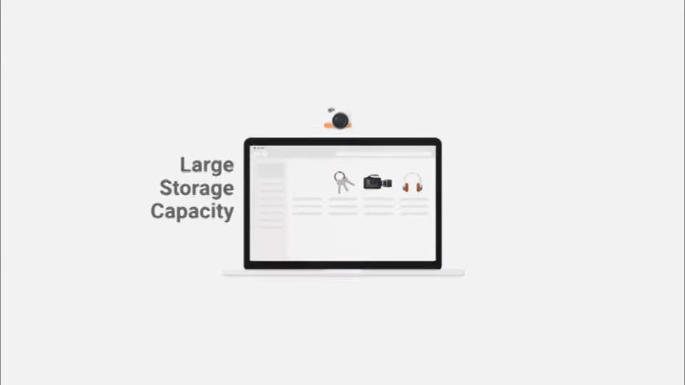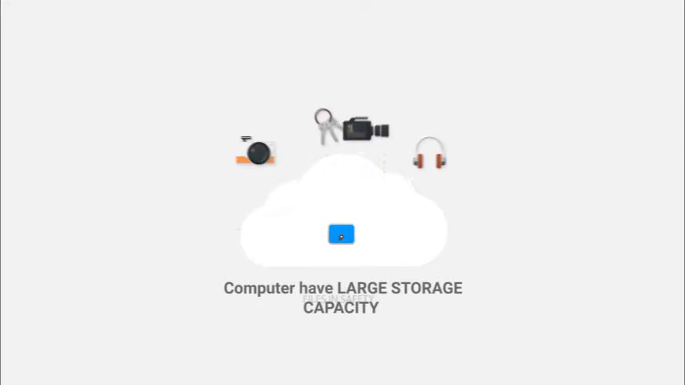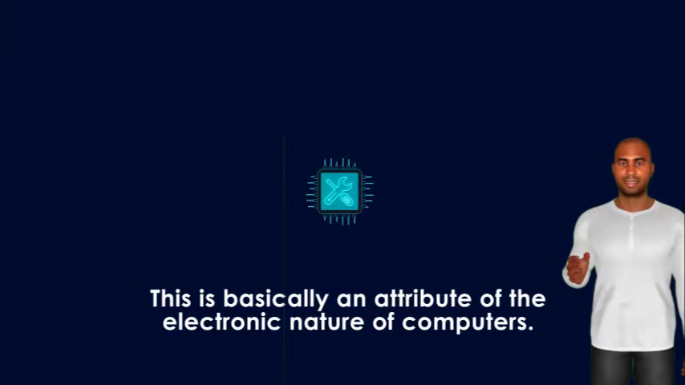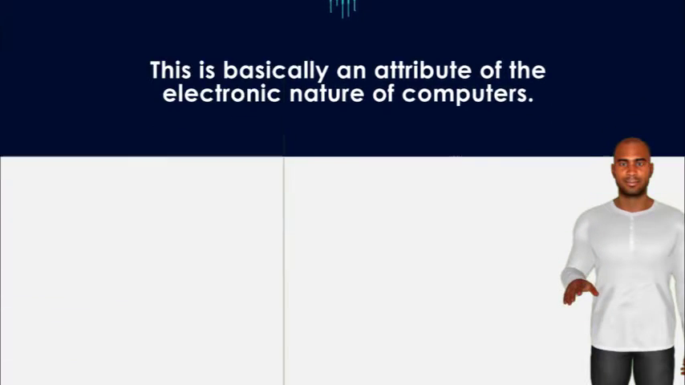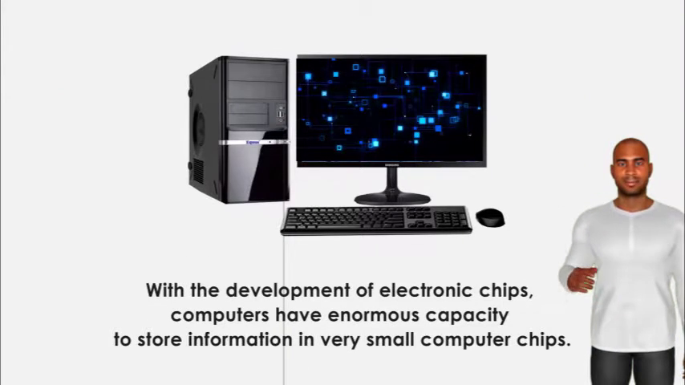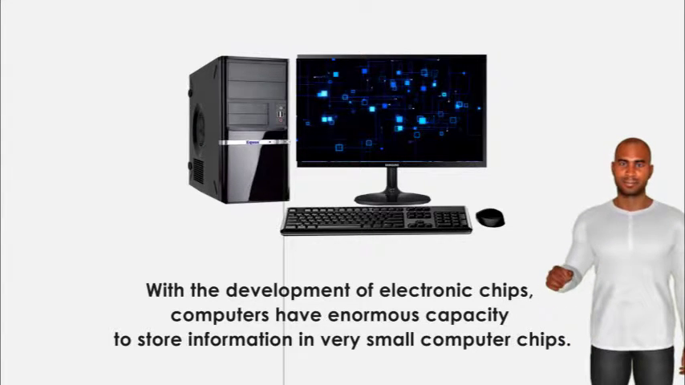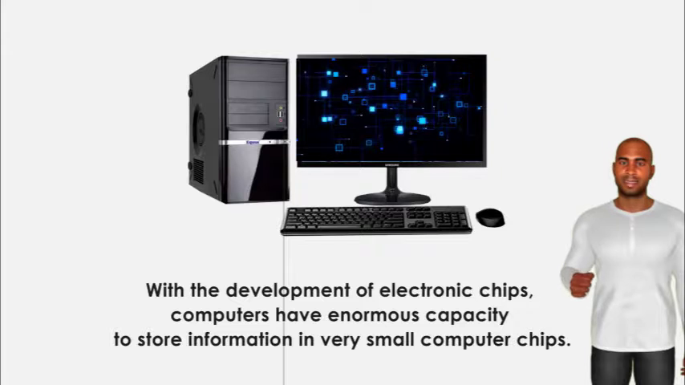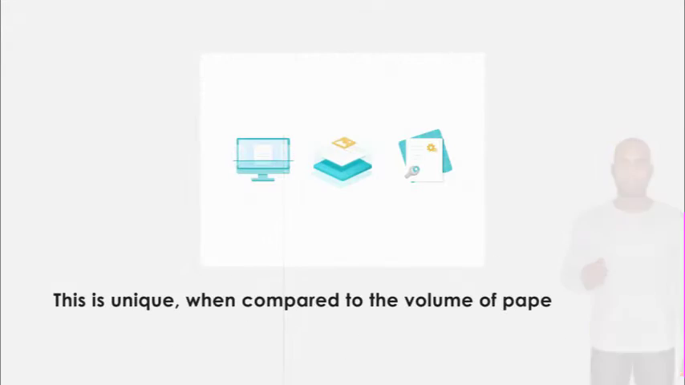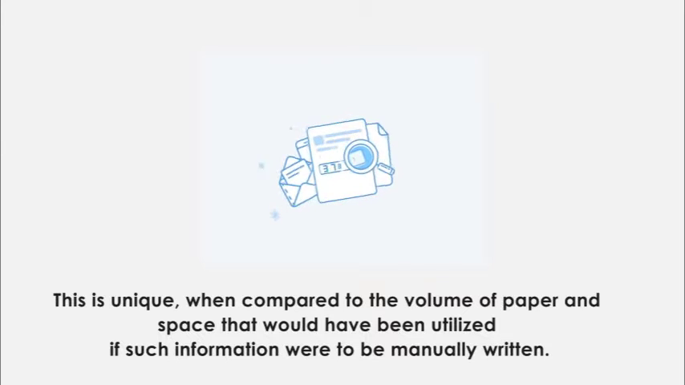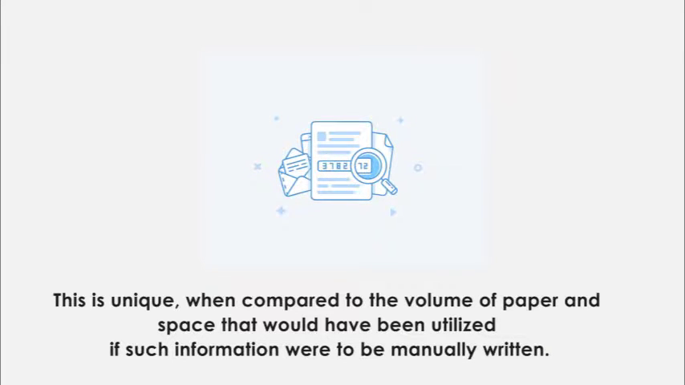Second, computers have large storage capacity. This is basically an attribute of the electronic nature of computers. With the development of electronic chips, computers have enormous capacity to store information in very small computer chips. This is unique when compared to the volume of paper and space that would have been utilized if such information were to be manually written.